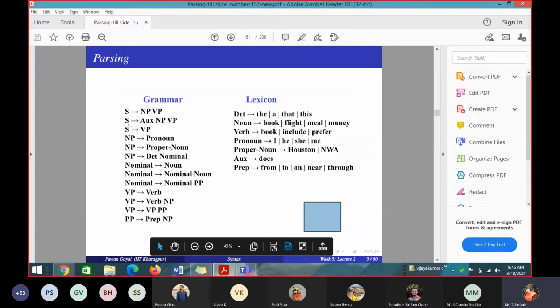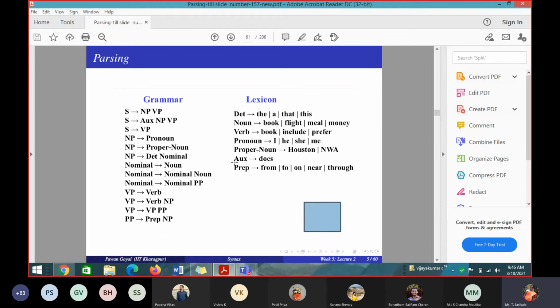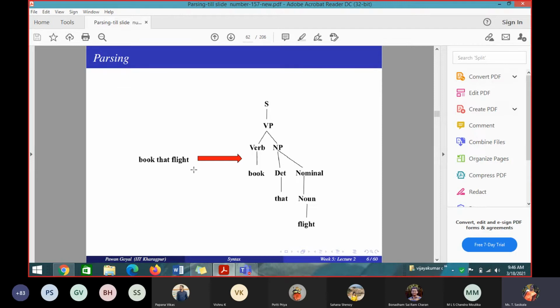Then I am taking the third start rule, S gives VP. VP gives verb, that is also not correct. So VP gives verb NP. Verb gives what? Book. Okay, that is correct. So one path, book, I got. For the other part, "that flight", can I get it from NP? NP gives pronoun, that is not suitable. NP gives proper noun, that is also not proper. Next, NP gives determiner noun. Like that, you have to try all the combinations and find out whichever are correct. So this is the final tree you will get.